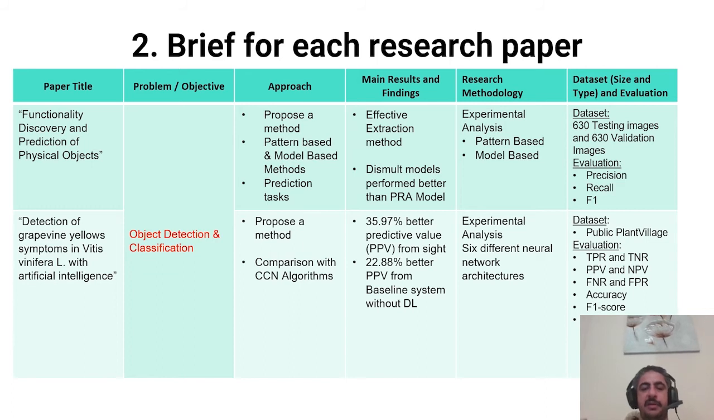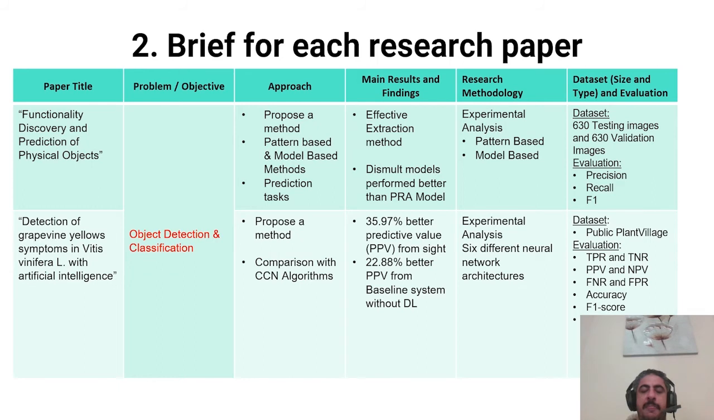For the second research paper, the aim was to diagnose disease in grape leaves. The proposed method was trained on a public dataset called the PlantVillage dataset, and then was compared with 6 other CNN algorithms: AlexNet, GoogLeNet, Inception version 3, ResNet 50, ResNet 101, and SqueezeNet. As shown in the slide, the evaluation metrics also include the most commonly used accuracy and F1 score.